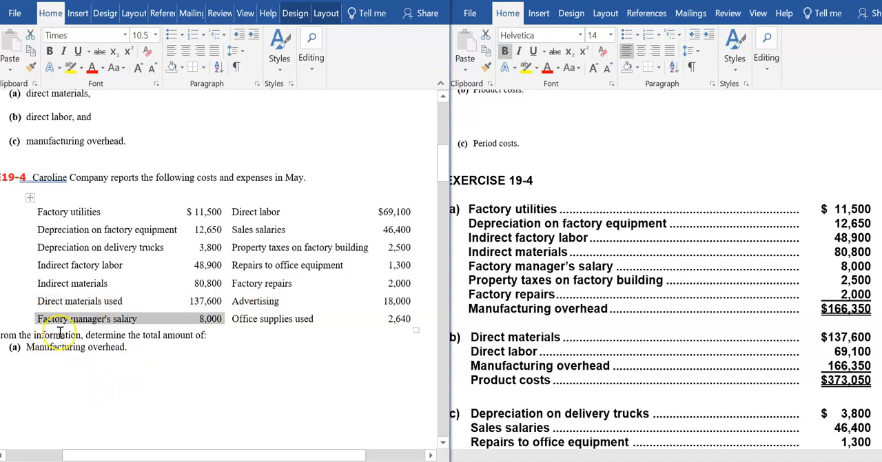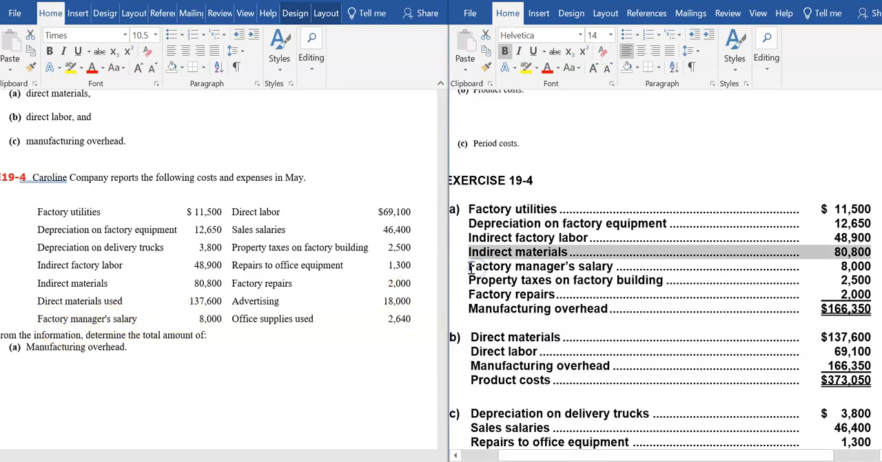Factory manager's salary. This is a cost of making the product. It has to do with the factory where the product is made. It is not a direct material. It is not a direct labor. It is an indirect cost of making the inventory. It will be included with our overhead cost.